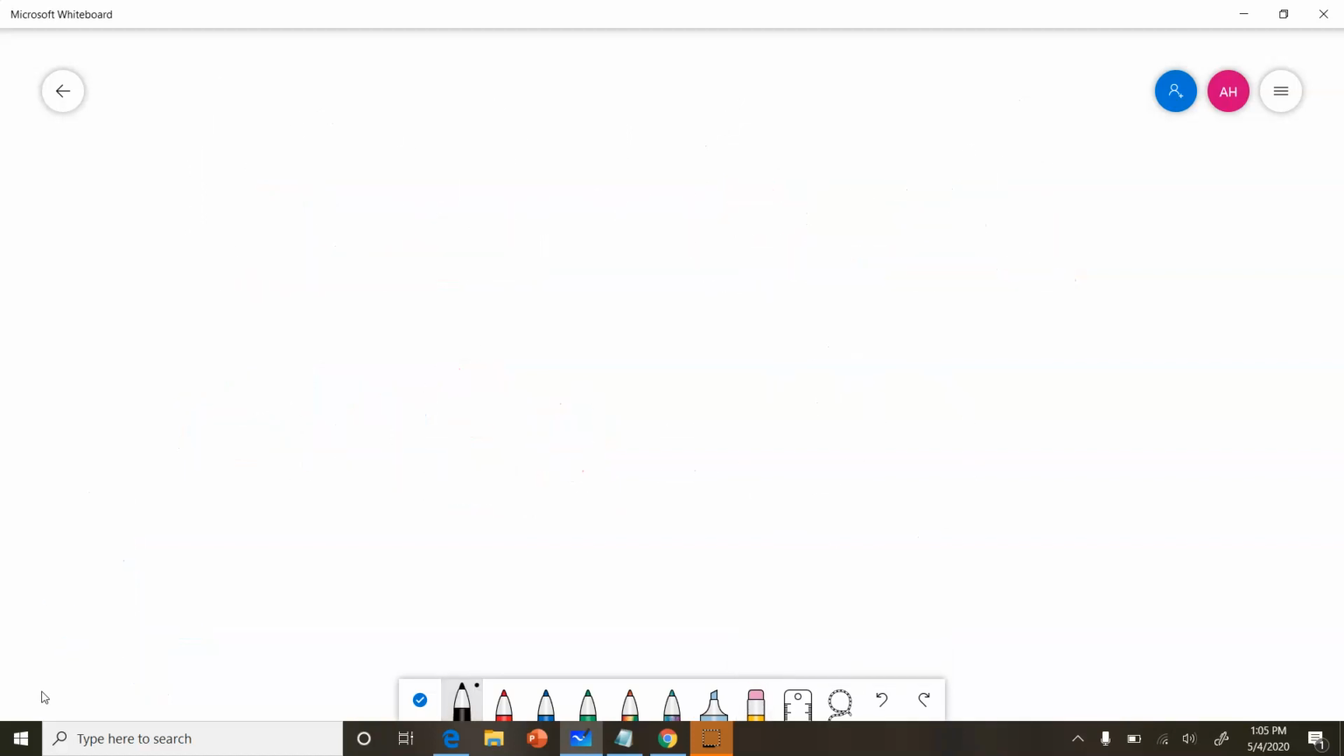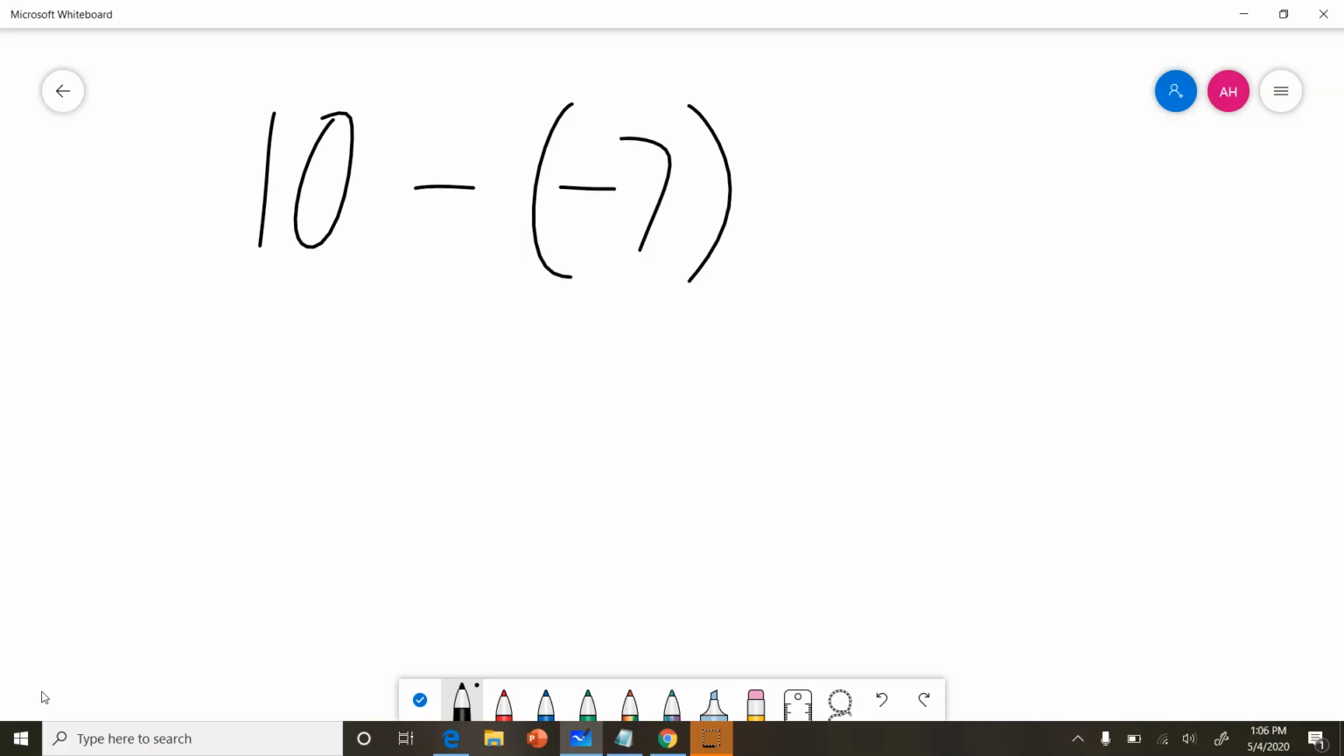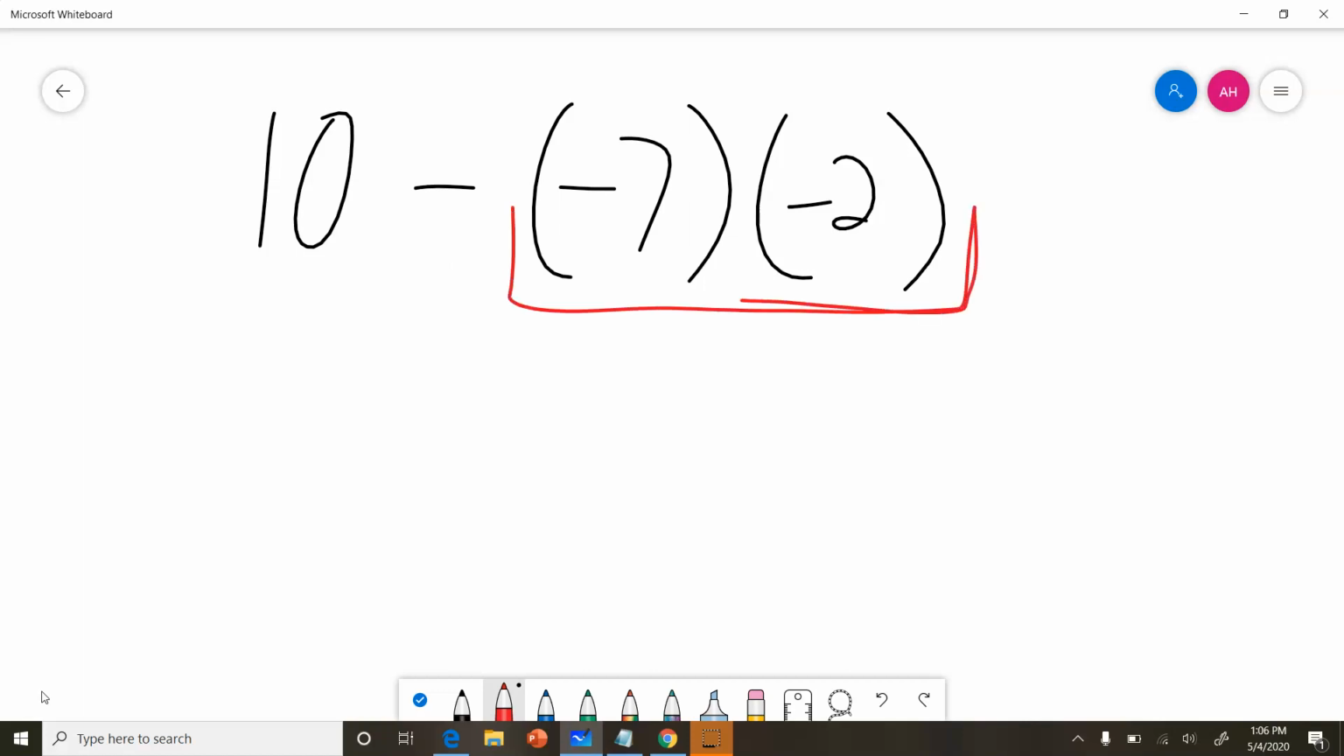So here's another example. This actually may be one of your homework ones, so I'd write it down. 10 minus -7 times -2. Okay, now the key part here, order of operations, what does it say? It says we always do multiplication first. So what is -7 times -2? There's one negative sign, and there's two negative signs. -7 times -2, which becomes plus 14.